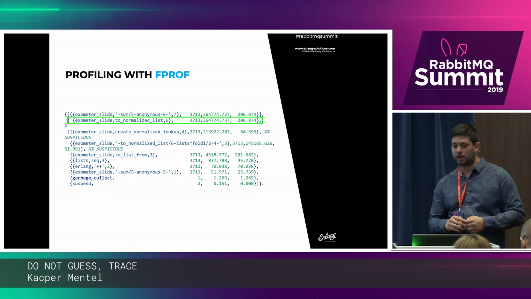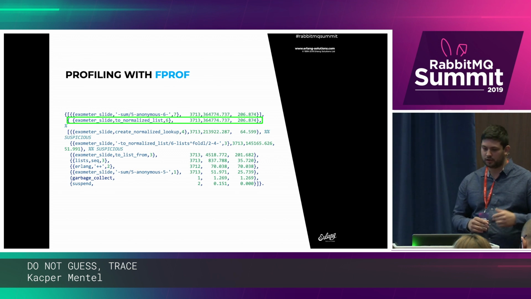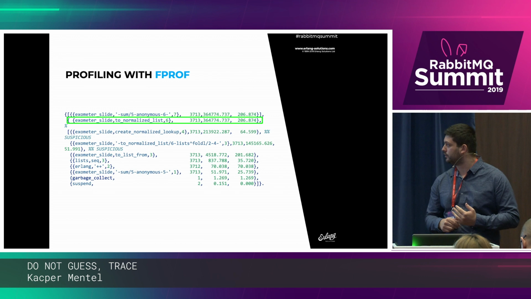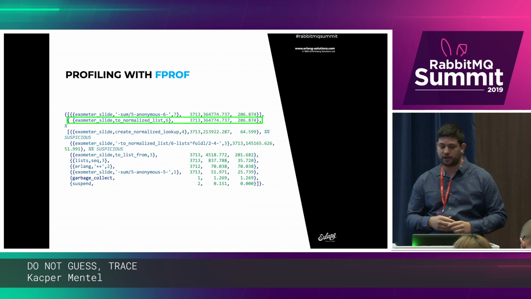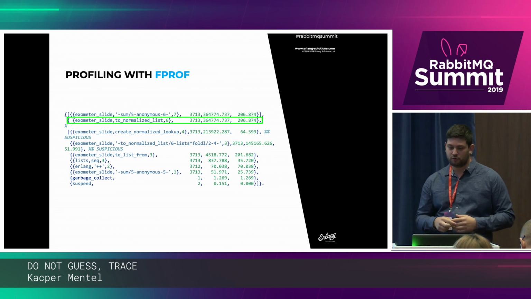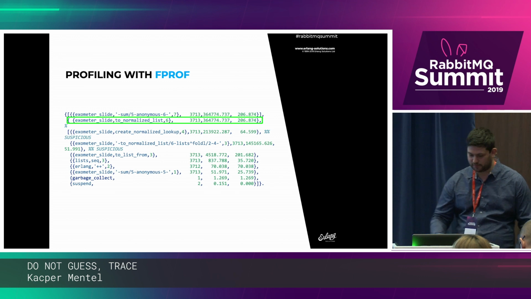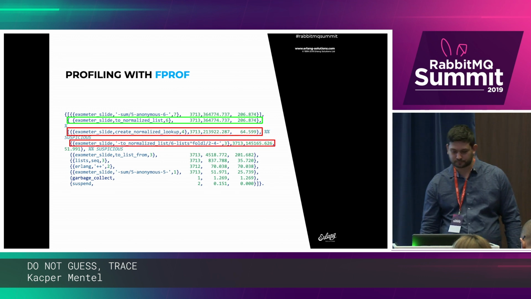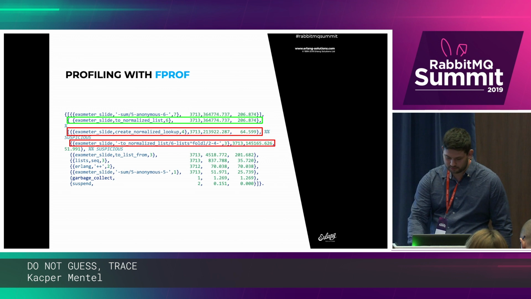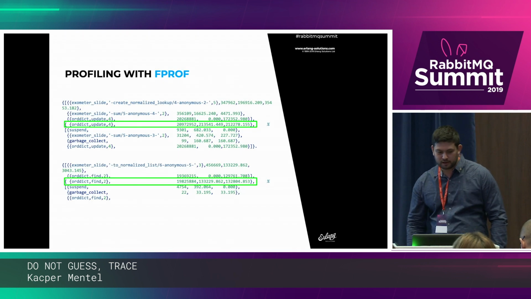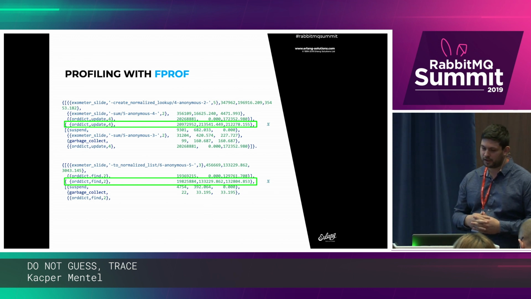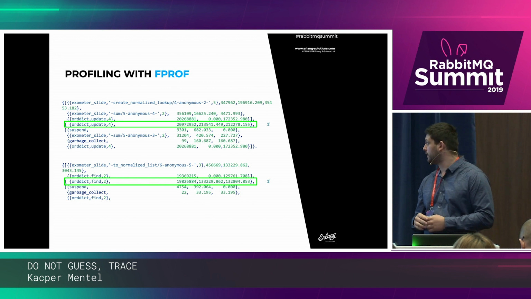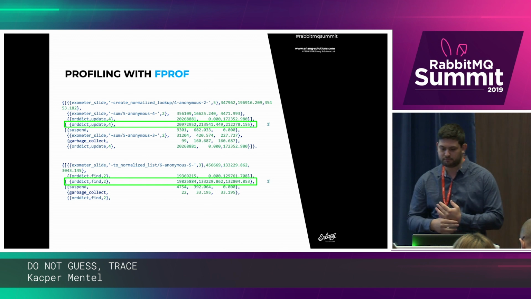Reading through the fprof output in a top-down fashion, we ended up with this entry. This entry concerns the exometer_slide:to_normalized_list function, which in turn called two suspicious functions from the same module. Going deeper, we found orddict:update and orddict:find. A lot of execution time was consumed by these two functions. Together they used like 86% of total execution time.